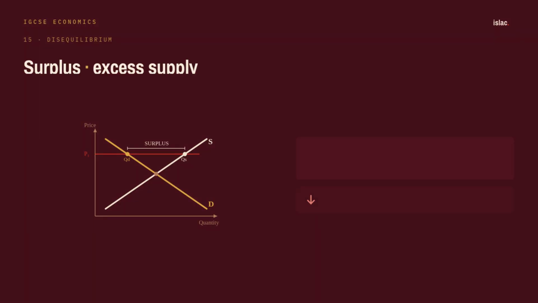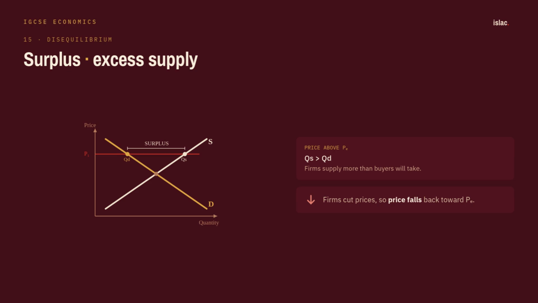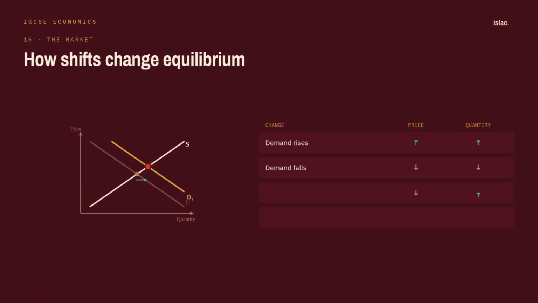If price sits above equilibrium, supply exceeds demand and we get a surplus. Firms cut prices to clear unsold stock, pushing the price back down to equilibrium. When either curve shifts, equilibrium moves to a new crossing point. Make sure you can predict all 4 outcomes for price and quantity, a classic exam skill.